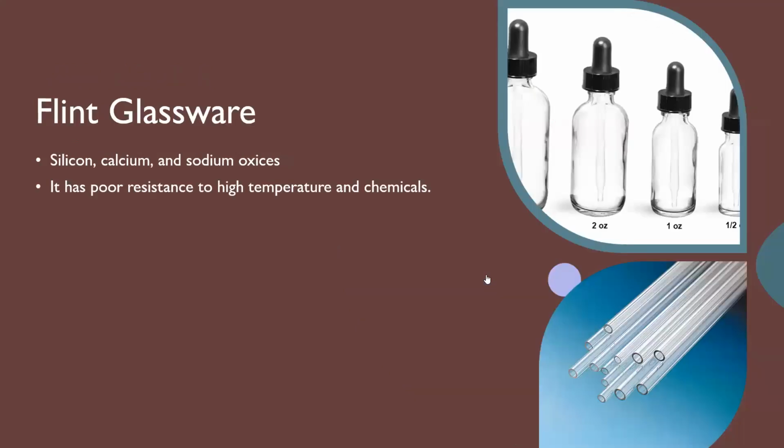Moving forward, we have Flint glassware, which is the last type of glassware, composed of silicon, calcium, and sodium oxides. Again, Flint glassware is composed of the mixture of silicon, calcium, and sodium oxides. That's a way to remember: Flint glassware, "sika na." Silicon, calcium, and sodium oxides is the composition of Flint glassware.